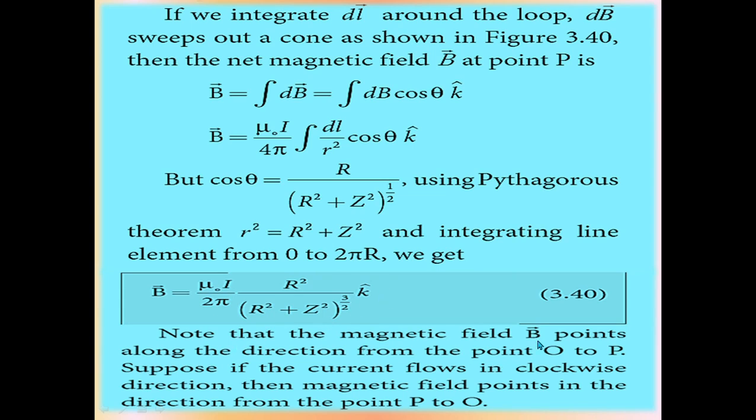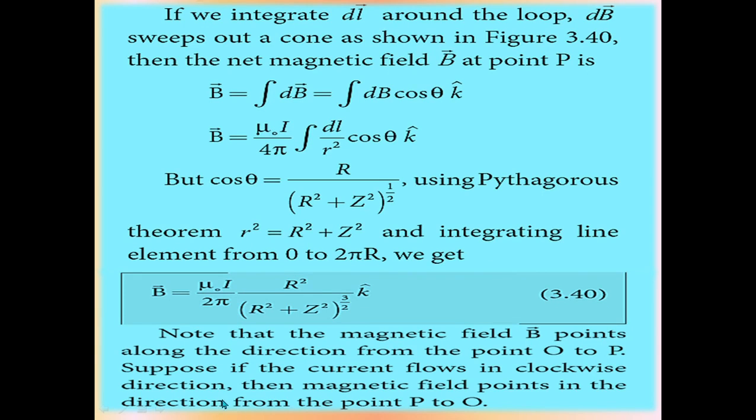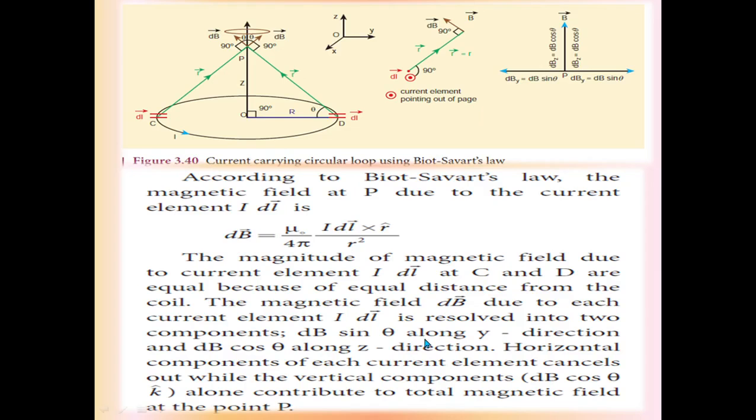Note that the magnetic field B vector points along the direction from the point O to P. This is O to P alone. Suppose the current flows in a clockwise direction, then the magnetic field points in the direction from the point P to O.